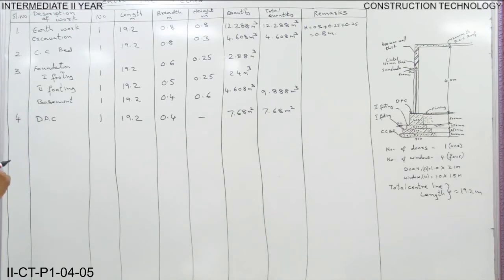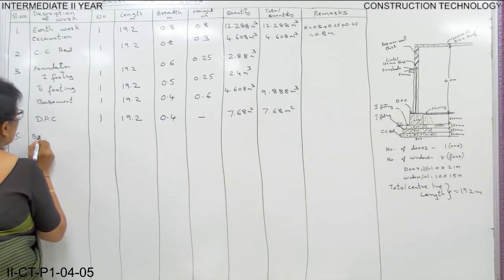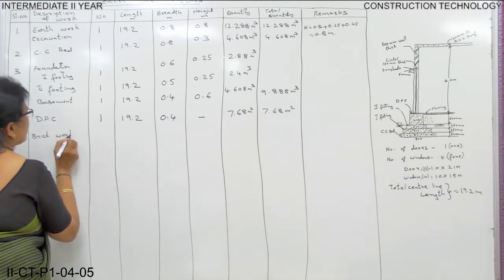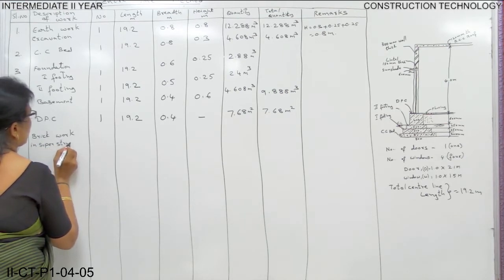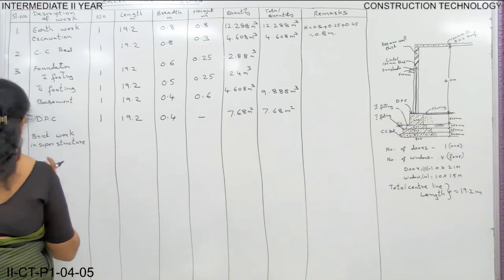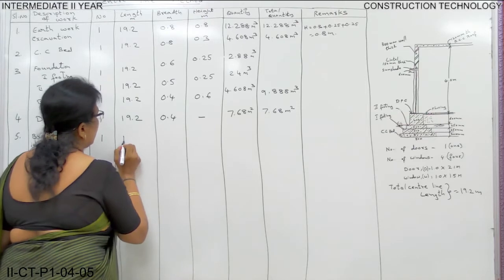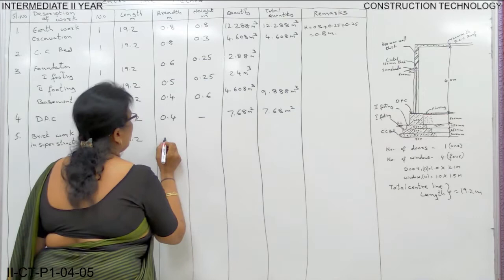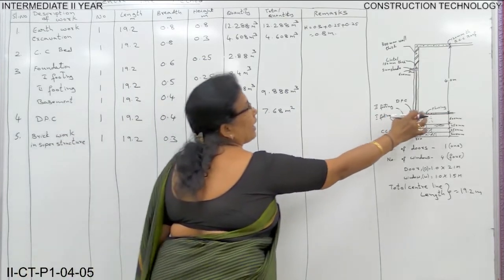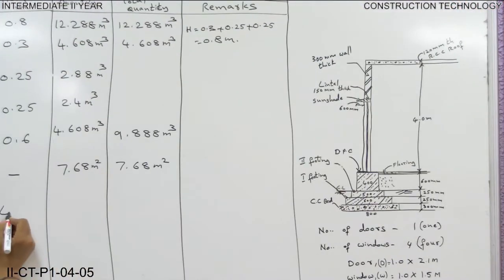Now, after basement, what is next? Brickwork in superstructure. Number 5 is brickwork in superstructure. Number is 1. Again, the length is 19.2 and the thickness of the wall is 300 mm, that is 0.3, and the height from the section you are seeing here is 4 meters, so 4.0. We'll calculate the quantities of the wall.